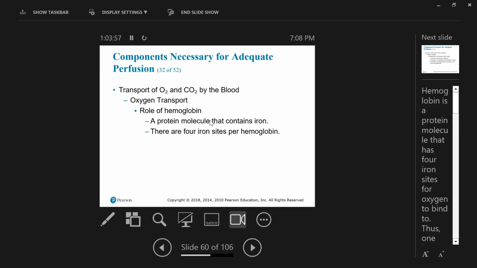Lots of them. What was the question? Sorry, how many hemoglobin molecules do we have in a red blood cell? How many molecules do we have in our blood cells? Yeah, how many hemoglobin? We have a lot of them.